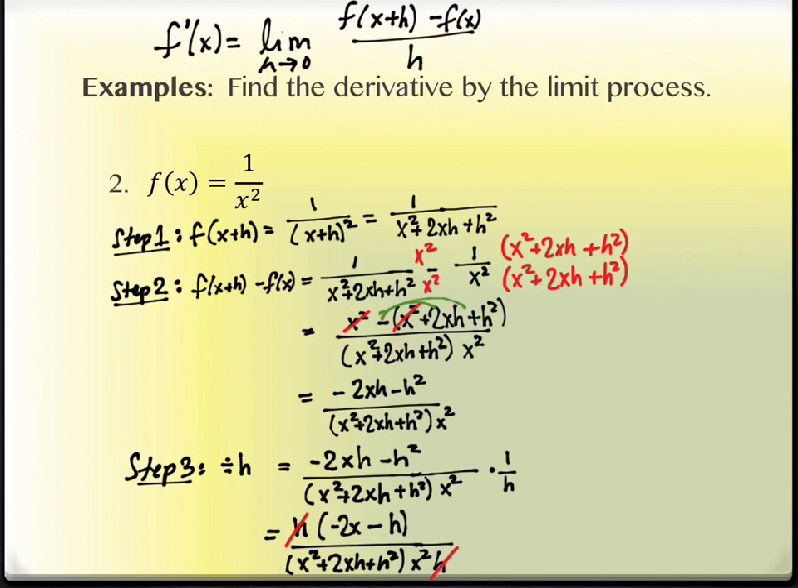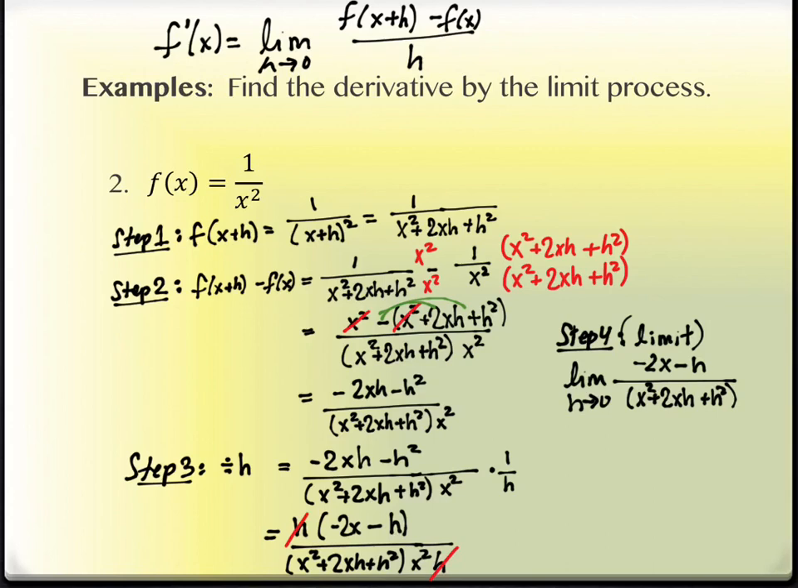All right, so step 4, we'll write it over here, is what? Right, it's the limit step. So we're going to take the limit of what remains. This is the limit as h goes to 0 of negative 2x minus h on top, and then x plus x squared plus 2xh plus h squared and x squared on bottom.